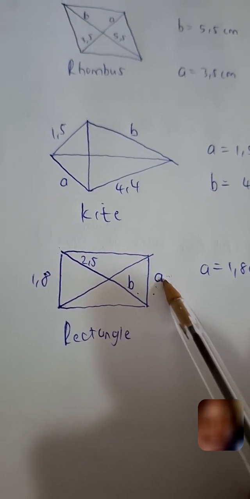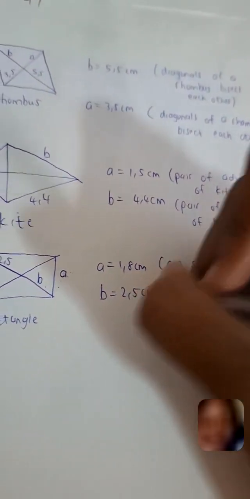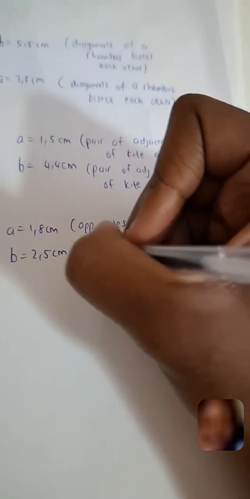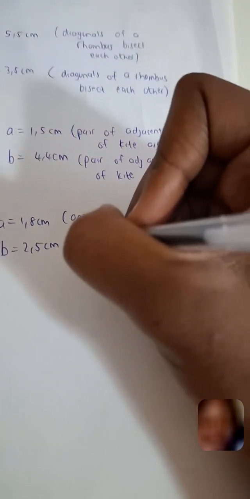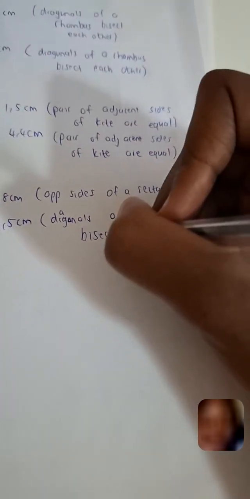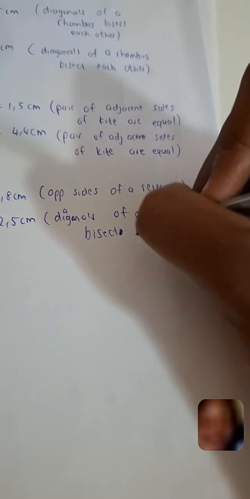And then B is equal to 2.5. B is equal to 2.5. What's the reason? Diagonals of a rectangle bisect. Thank you. Diagonals of a rectangle bisect each other.